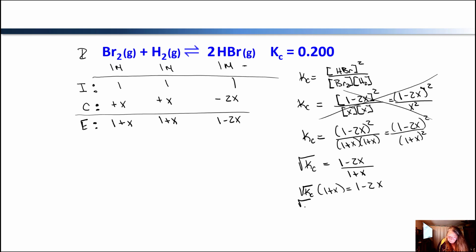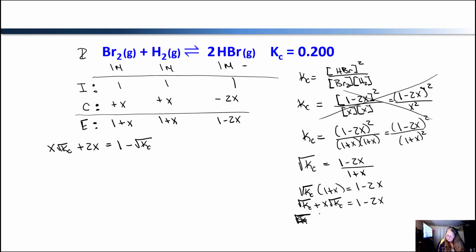So I'll have the square root of Kc plus x times the square root of Kc equals 1 minus 2x. So we want to get the x's on one side and everything else on the other. Actually, what do I want to do? I'm going to do it the other way. Move this over here. I'm going to get rid of that minus 2x and make it positive. So I'll have x root Kc plus 2x equals 1 minus the square root of Kc.